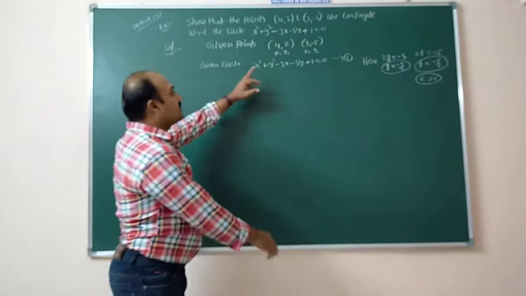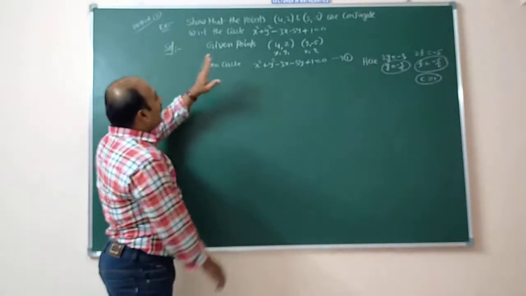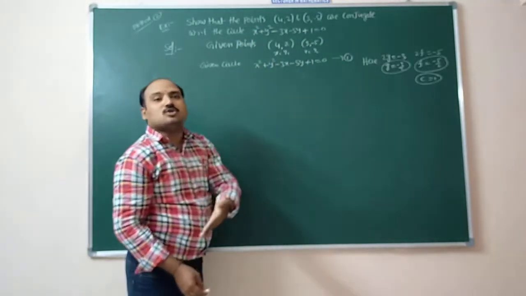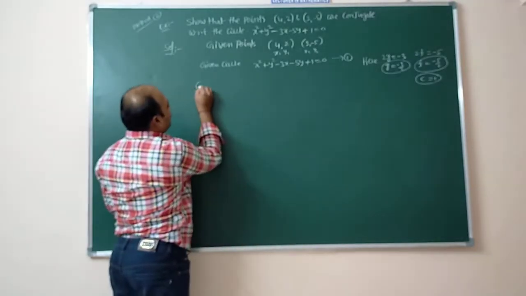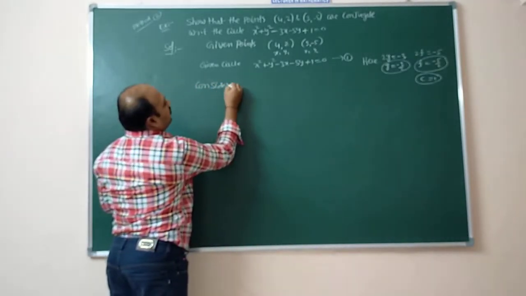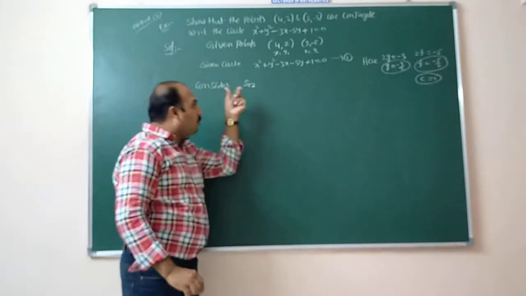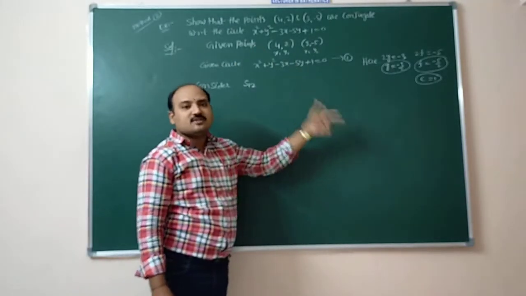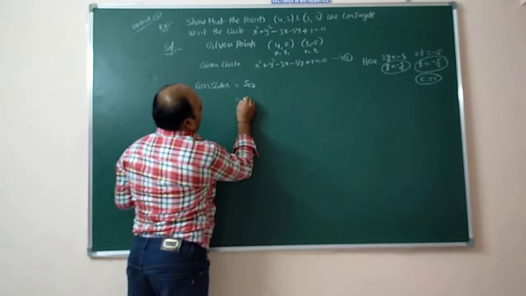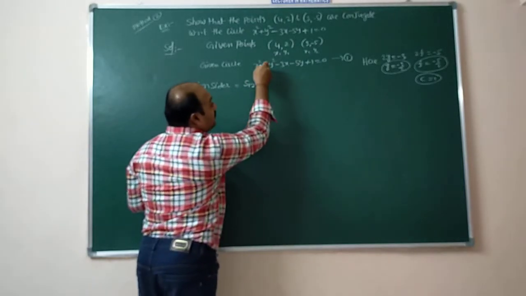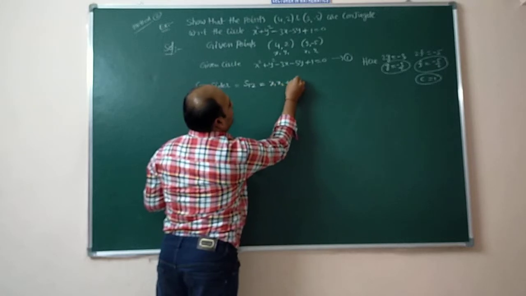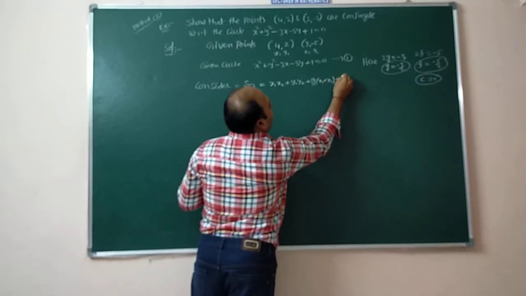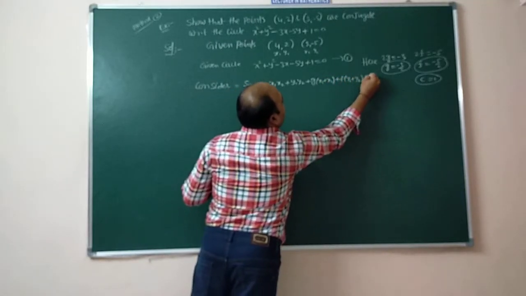After that, given points denoted as x1, y1, x2, y2. What they are asking to show is that the points are conjugate. So, to prove the given points are conjugate, first you have to consider S12. If you prove this value is equal to 0, the given points are conjugate with respect to the given circle. So, consider S12. S12 equal to, according to this circle, x1 x2 + y1 y2 + g(x1 + x2) + f(y1 + y2) + c.